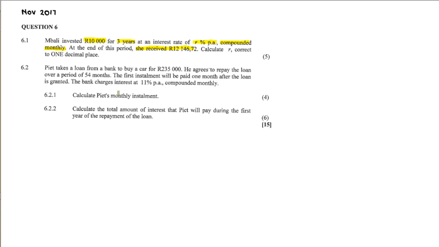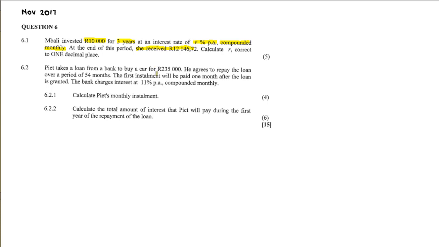Okay. Now, this specific question is not an annuity. This is just your simple compound interest formula. So why am I saying that this is not an annuity? Well, because Mbali invested 10,000 Rand for 3 years.